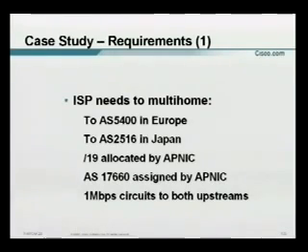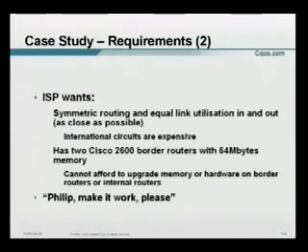They got the /19 allocated by APNIC, they're an APNIC member. They got the AS number from APNIC quite easily. The 1 meg circuit to both upstreams, and that was all working just fine. But they need to multi-home. They want symmetric routing and equal link utilization. Don't they all? I mean, everybody asks for this. Has to be symmetric. Right, you connect to Europe and Japan. Symmetric. Whoa.